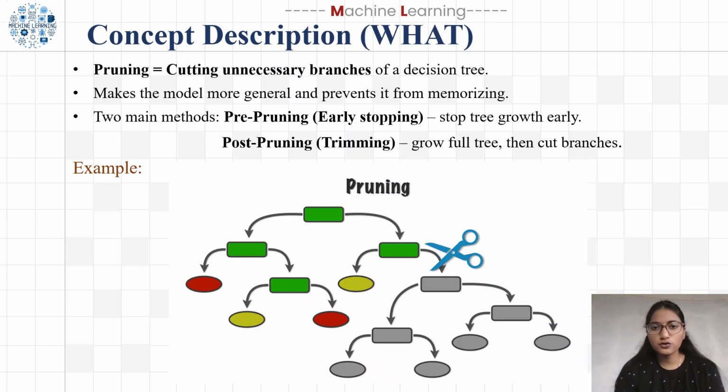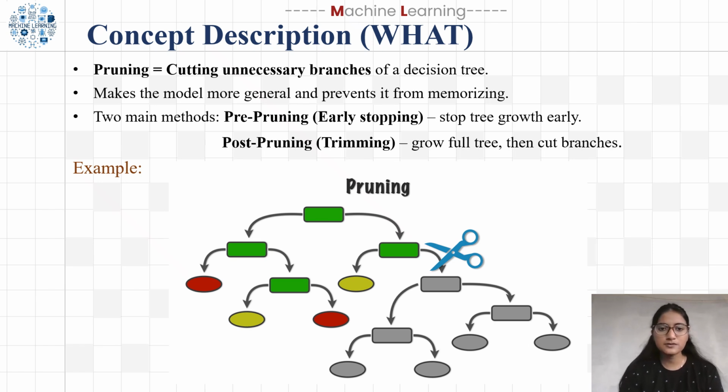Now that we know why pruning is important, let's focus on what pruning actually is. So pruning simply means cutting away unnecessary branches in a decision tree. So instead of memorizing useless details, the tree focuses on general patterns. There are two main ways to prune a tree.